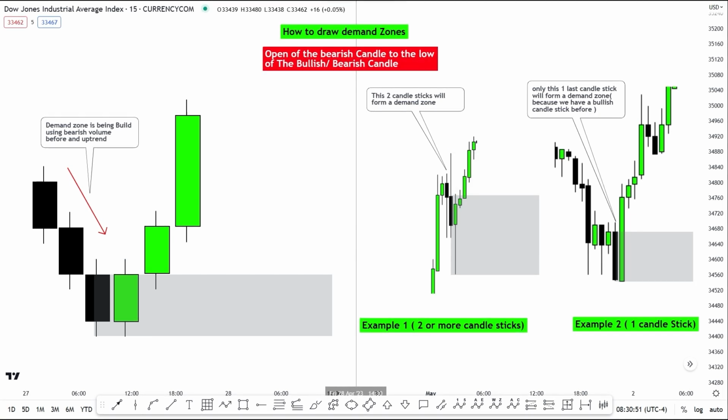Another approach to drawing supply and demand zones. This alternative method involves starting from the open of the previous candlestick. In the three examples shown, we initiate the drawing of the zones from the open of the preceding bearish candles. Then we extend the zone to the low or the wicks of either the bullish or bearish candles, depending on which one has a lower low.